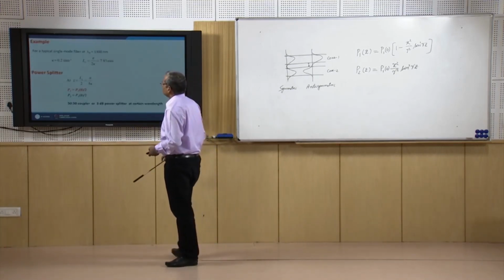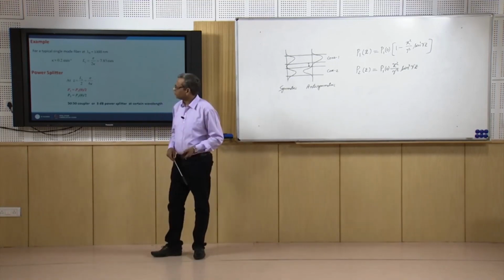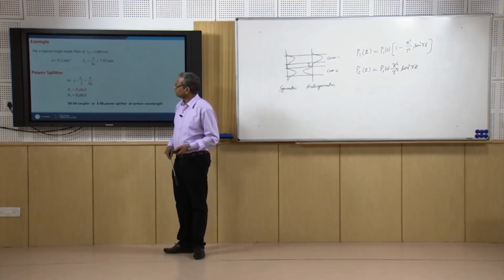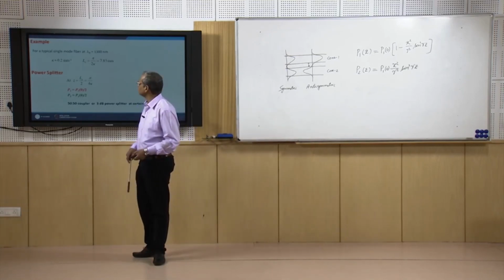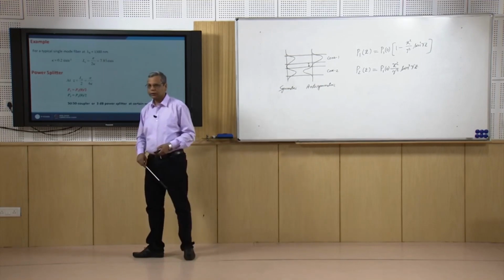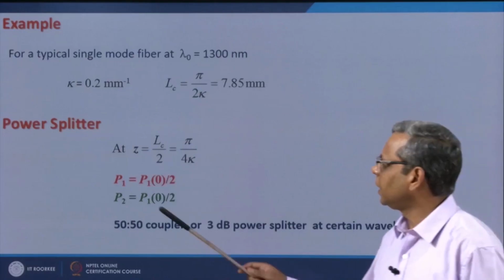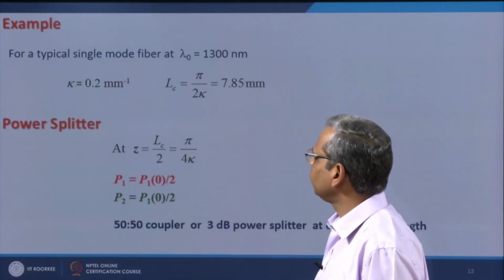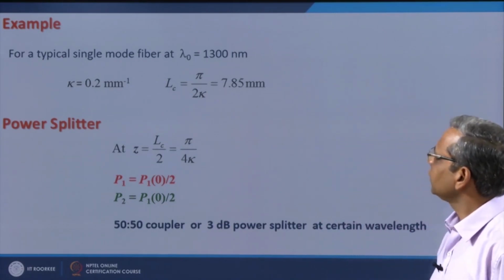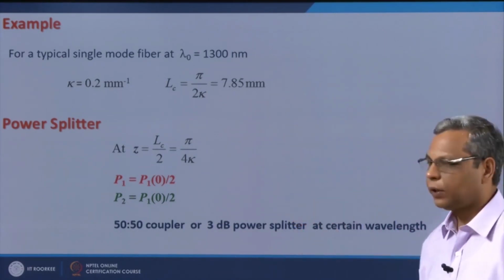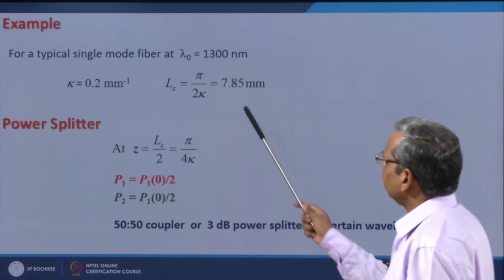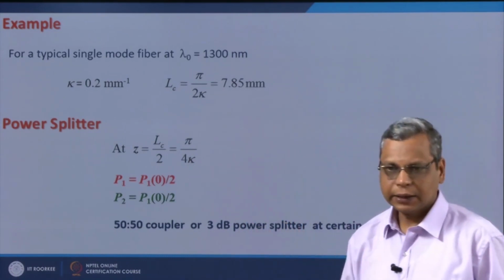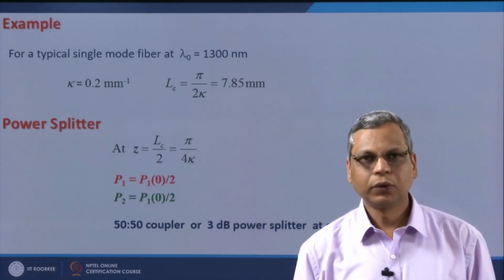Let us have a feel of some numbers. If I have a typical single mode fiber and I am working at a wavelength of 1300 nanometer, then a typical value of kappa is about 0.2 millimeter inverse. So, LC would be about 7.85 millimeter, close to 1 centimeter. So, in this length the entire power will get coupled from core 1 to core 2.